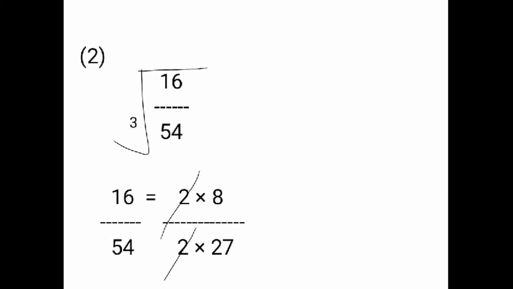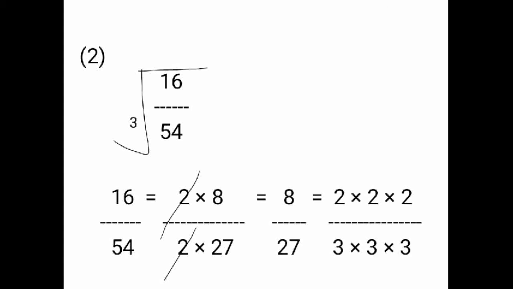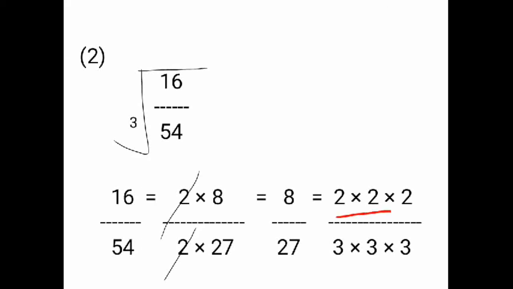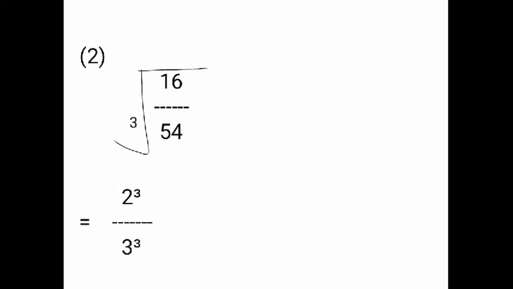Now there is cube of the number 8 and 27. That is, 8 upon 27 is equal to 2 into 2 into 2 upon 3 into 3 into 3. That is 2 cube upon 3 cube, because 2 into 2 into 2 is 2 cube, 3 into 3 into 3 is 3 cube. Therefore, cube root of 16 upon 54 is equal to 2 upon 3.